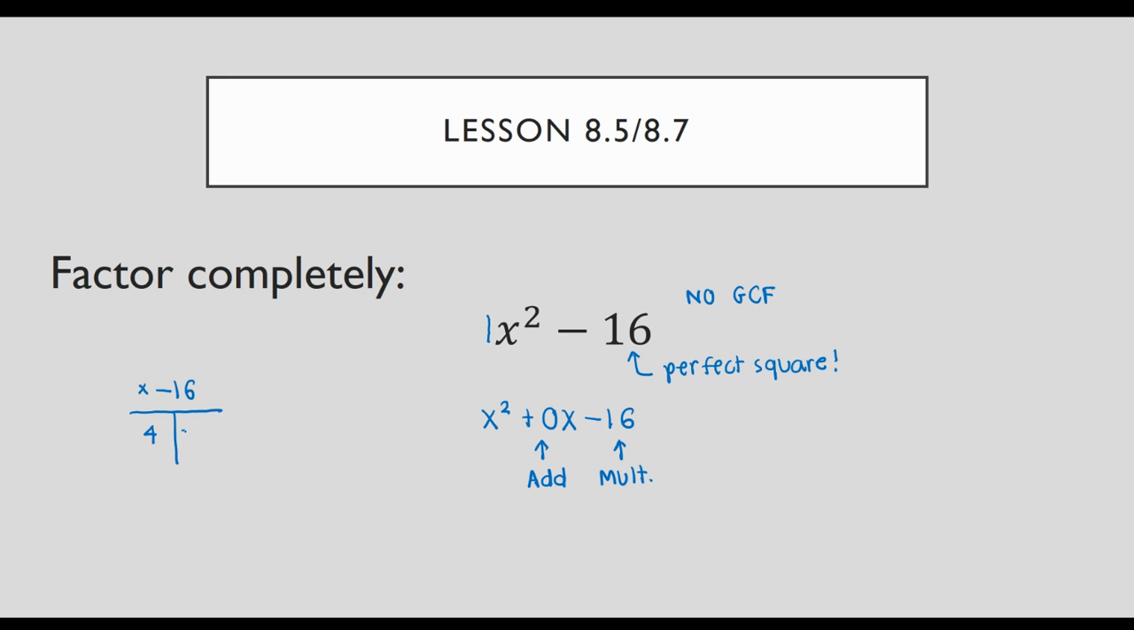So 4 and negative 4 multiply to negative 16. When I add those two numbers, I will get the 0 that I'm looking for. So that means that my answer has to be two things multiplied together. Because x squared starts us off, we'll have an x and an x for each of our parentheses. One of the parentheses will have a positive 4, and one of them will have a negative 4.